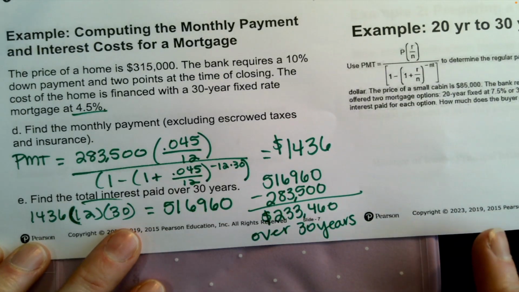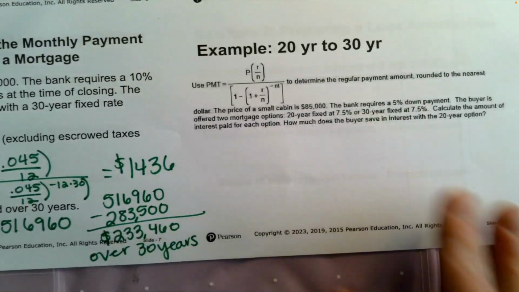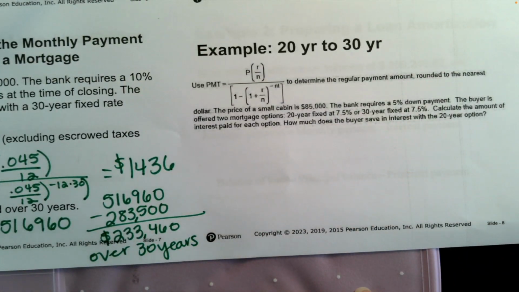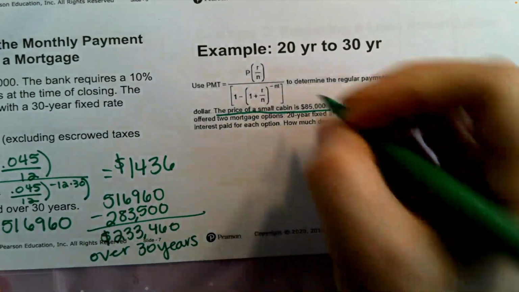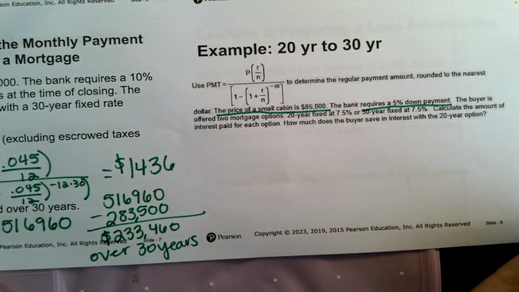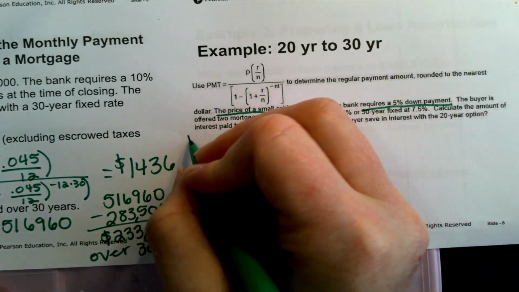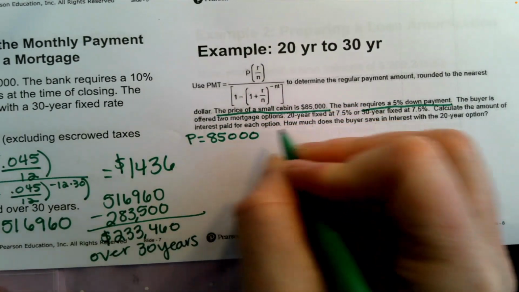That's how it works. So let's look at if we compare a 20-year to a 30-year. Just buying a small cabin for $85,000 only requires 5% down. So let's find out how much principal we're actually going to borrow.